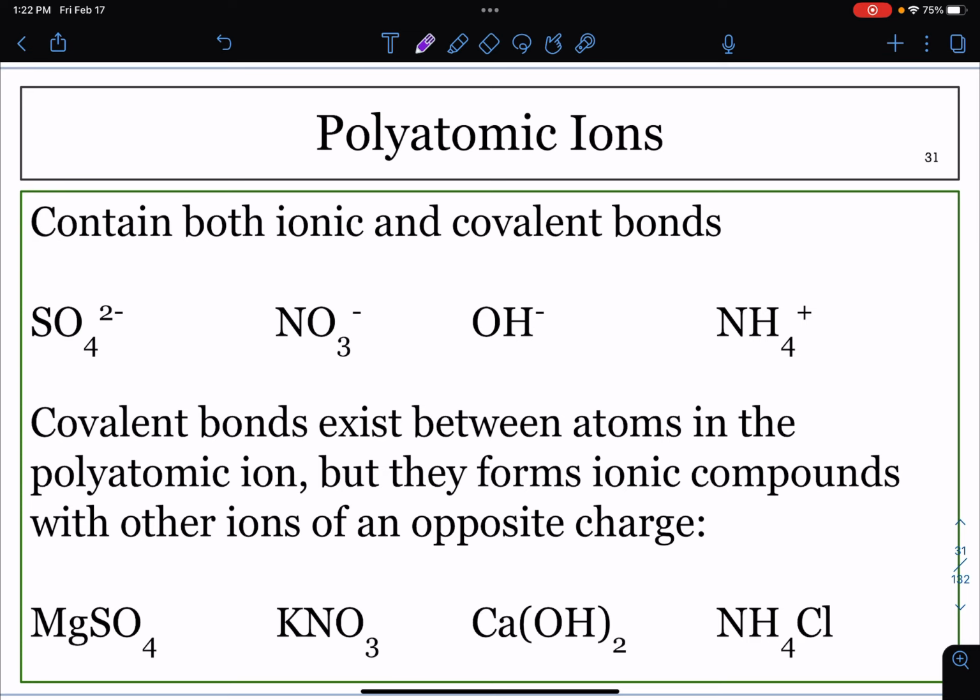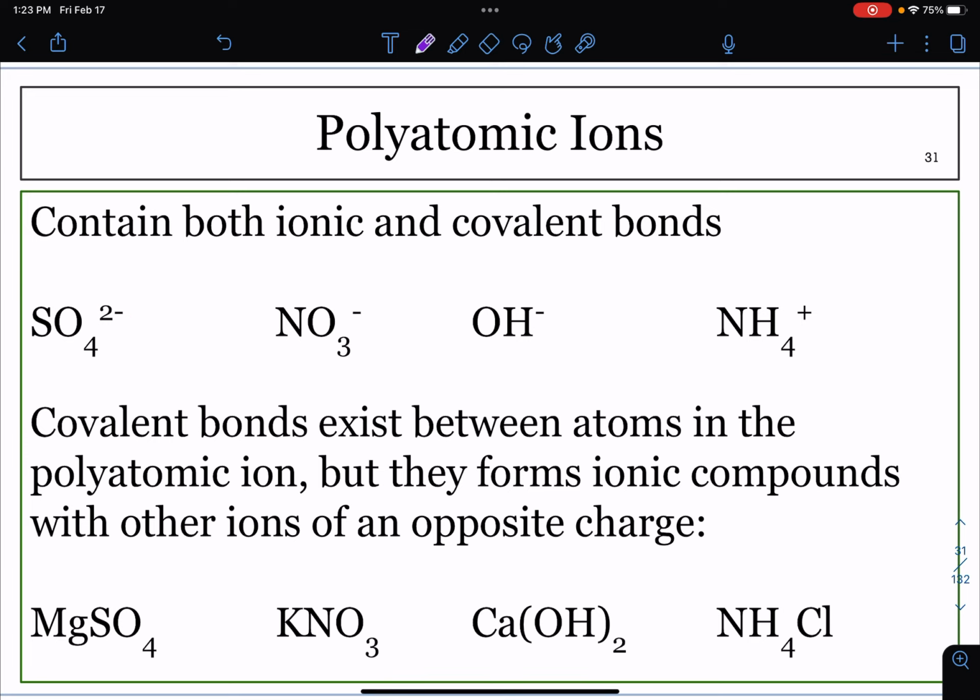Polyatomic ions contain both ionic and covalent bonds. So let's look at this sulfate, SO4 2-. There are covalent bonds between sulfur and oxygen. This means that sulfur and oxygen share electrons between them. They are not going to transfer electrons between them, but altogether, all five of these atoms, the one sulfur and the four oxygens, have gained two electrons, giving it a 2- charge.